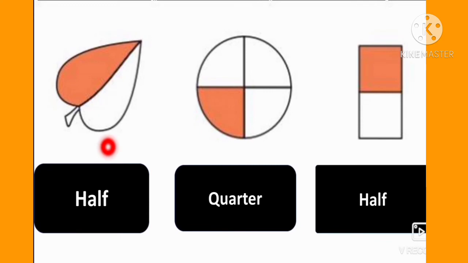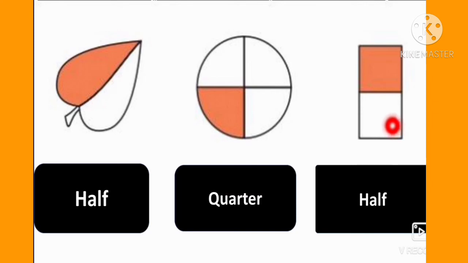In a leaf, half portion is shaded. So we can use half to represent the fraction. A circle is divided into 4 equal parts and only one part is shaded. It is a quarter portion of a circle that is shaded. The fraction is represented as quarter.